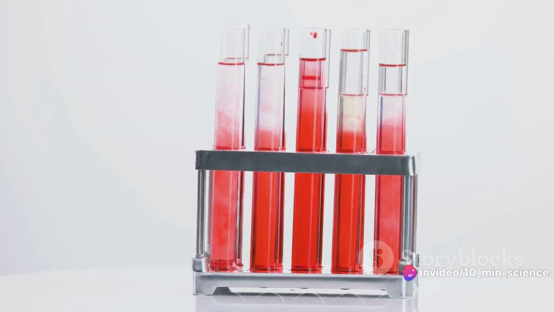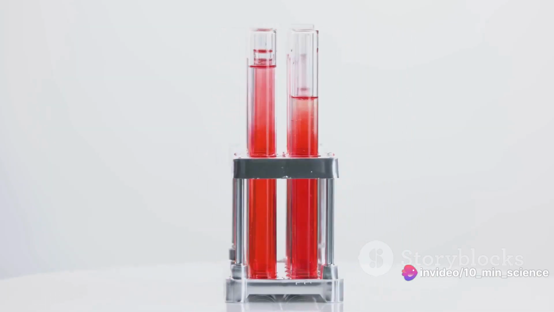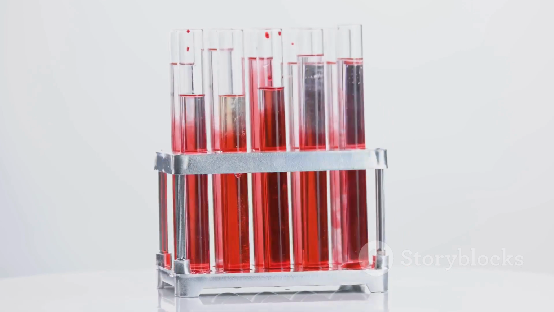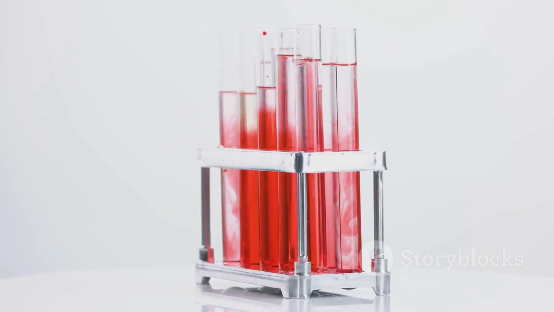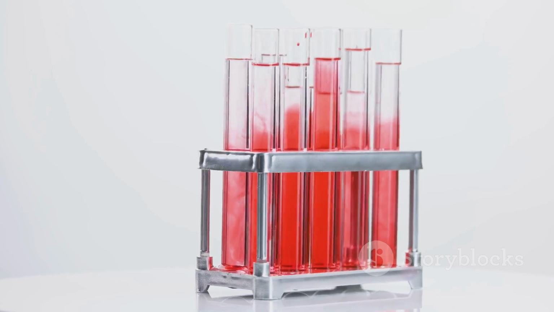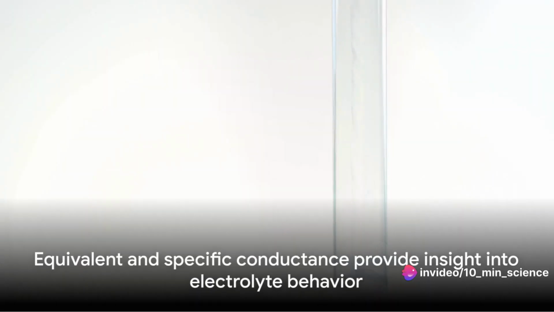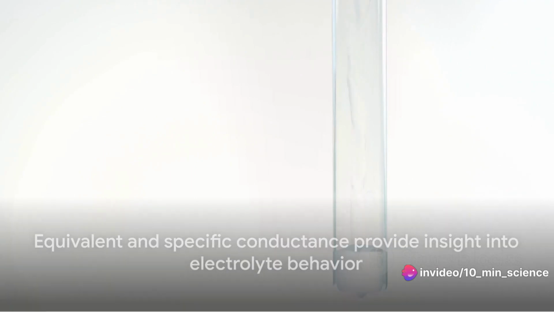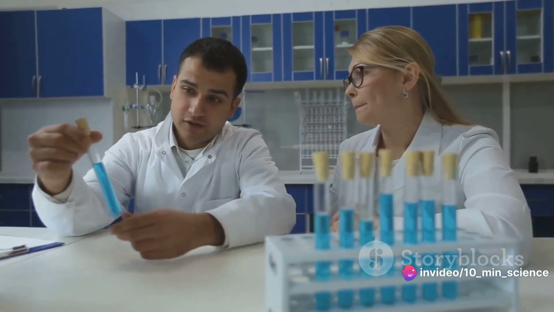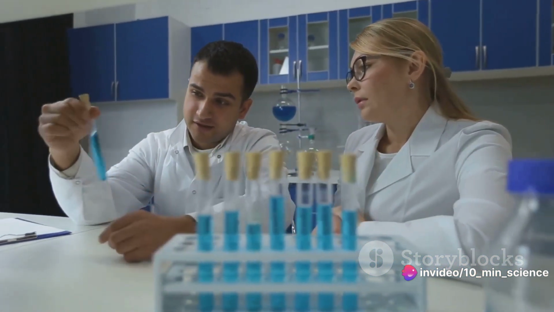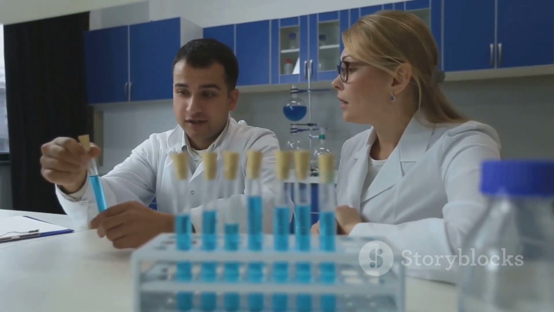Both these measures are crucial in understanding and predicting the behavior of electrolytes. They help us quantify not just if a substance will conduct electricity, but how well it will do so under different conditions. So, to sum it up, equivalent conductance tells us about the capability of an electrolyte to conduct electricity, considering the amount of electrolyte, while specific conductance considers the length and area of the path the electricity has to travel. Both are equally important and serve as invaluable tools in the field of chemistry.